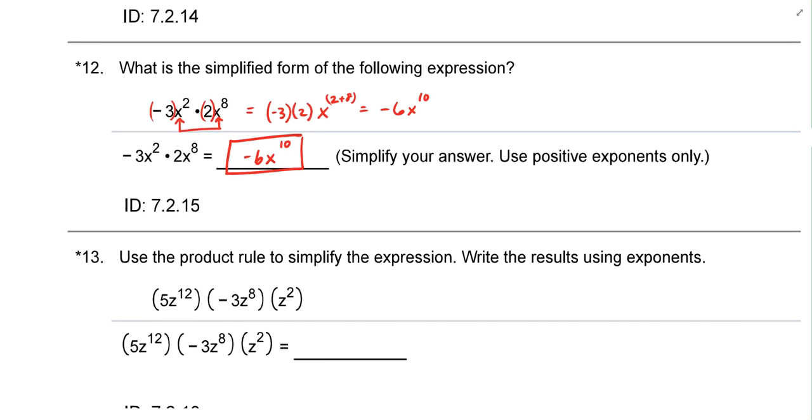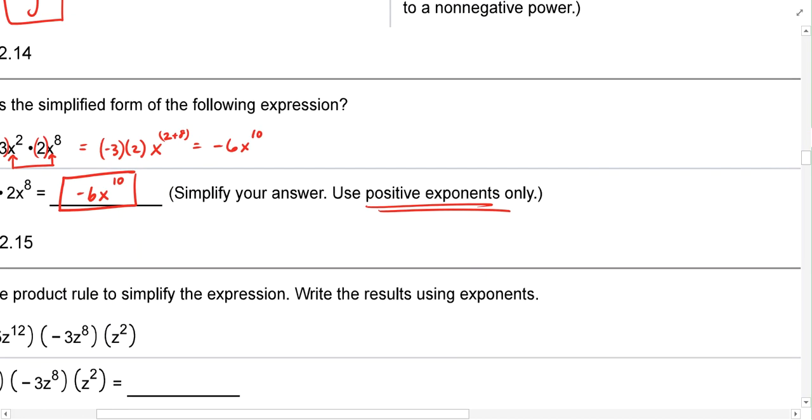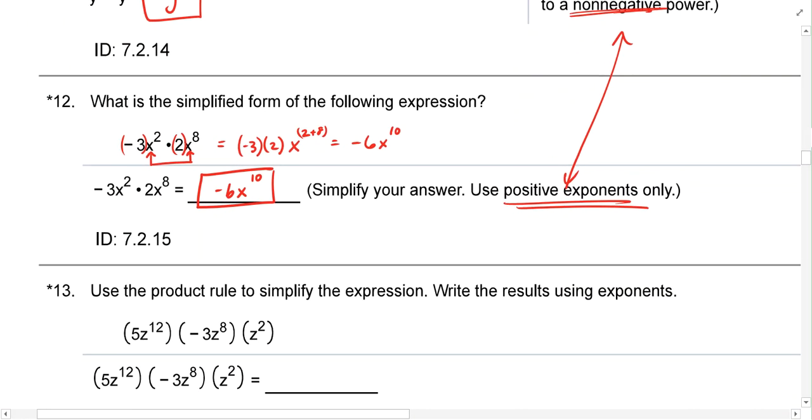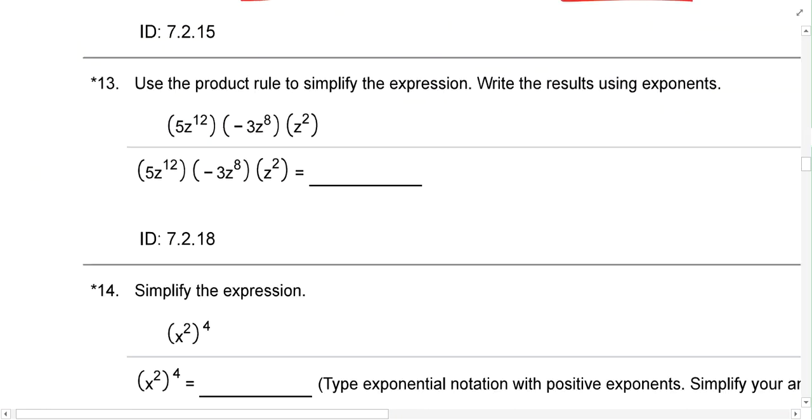And here again, the instructions from MathXL say to use positive exponents only, which we've done. The negative 6 is okay because that's a coefficient, it's not an exponent. The exponent was positive 10. It's interesting to me that sometimes they'll say that our base must be raised to a non-negative power, and sometimes they'll say that we have to use positive exponents. But those two expressions are synonymous, so be prepared for that in case you see them.